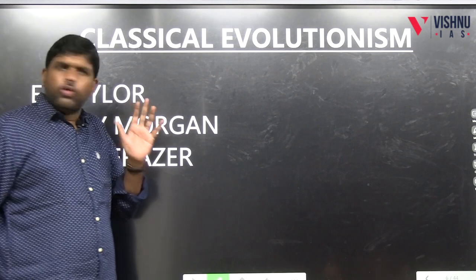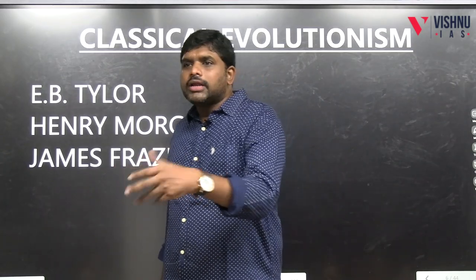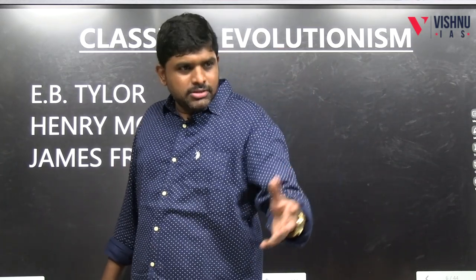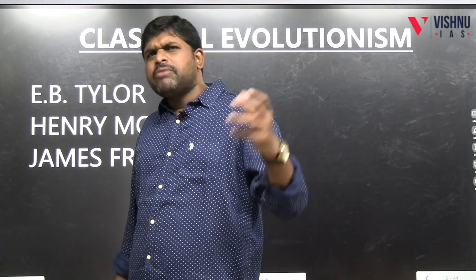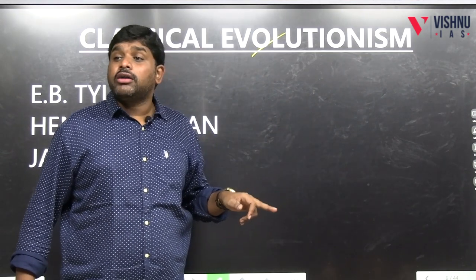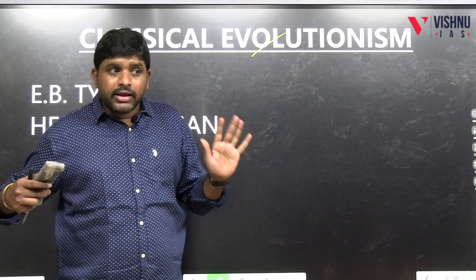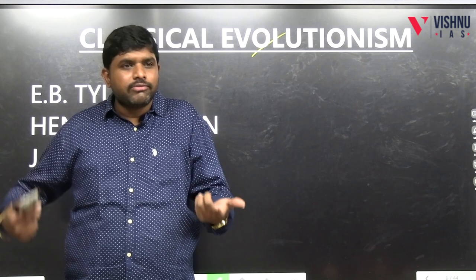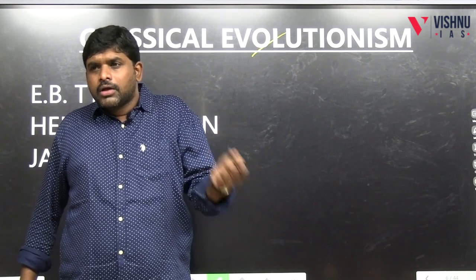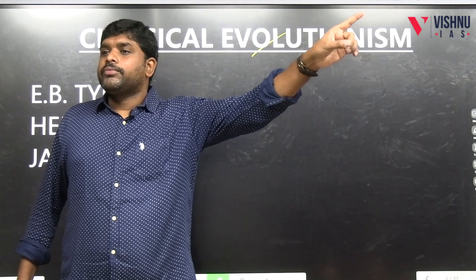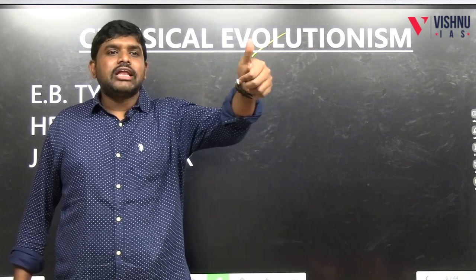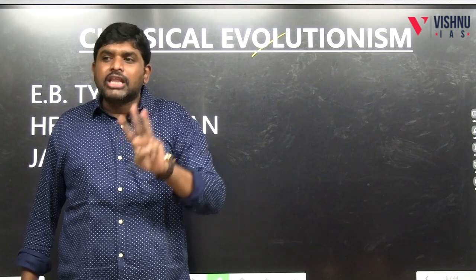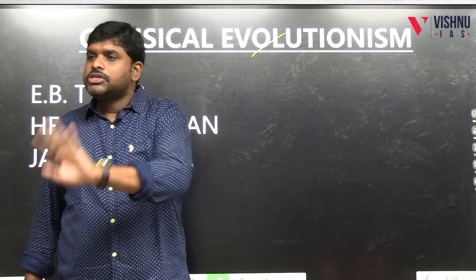According to the English language, what does classical mean? Old. Classical means old. So in old times, somewhere around the 18th or 19th century, how did evolution happen? Evolution here is with respect to culture, not biology. We are dealing with cultural evolution. How did culture evolve according to the old school, called classical evolutionism? In that, three people gave theories: E.B. Taylor, Henry Morgan, James Fraser.